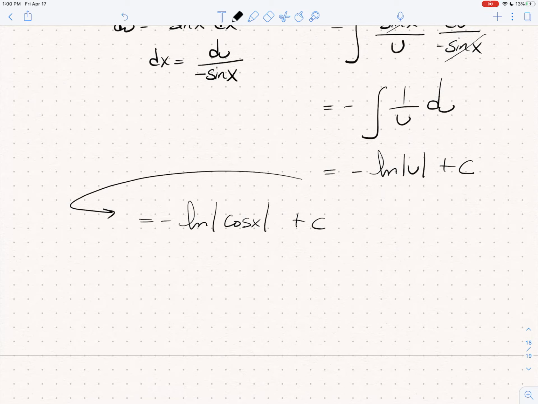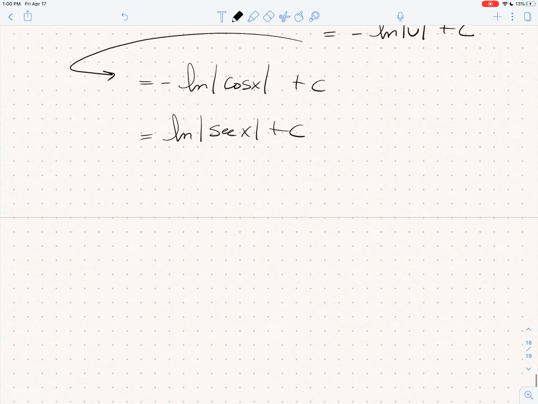But if you look this up in your book, you won't see this written down. And the reason is people don't like this negative sign dangling loose. So they pull the negative sign inside the natural log. When you pull it in, it becomes the power on this. You get this to the negative 1, which just flips this downstairs. But 1 over cosine is secant. So this is actually ln of the absolute value of the secant of x plus c. And that's what you'll see.